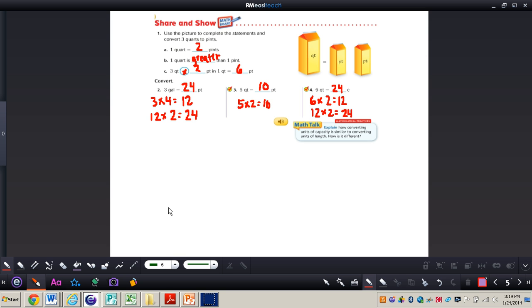For example, customary units of length, we are using feet and inches and so on. Customary units of capacity, we're using pints, quarts, gallons, and so on. So that's how it's similar, and that's how it's different. And this is how you compare, convert customary units of capacity.